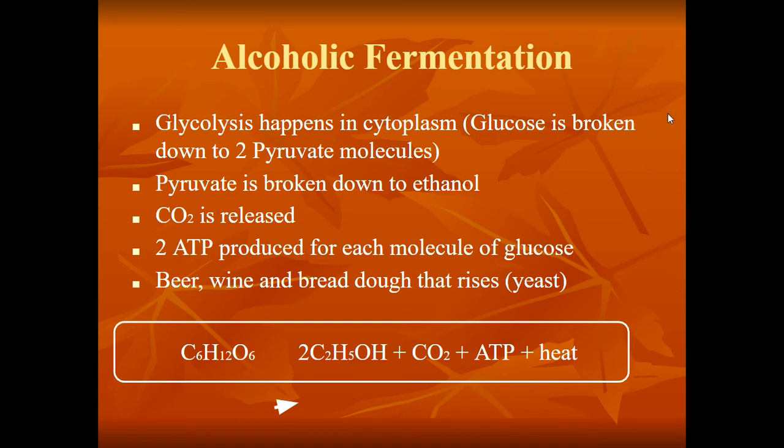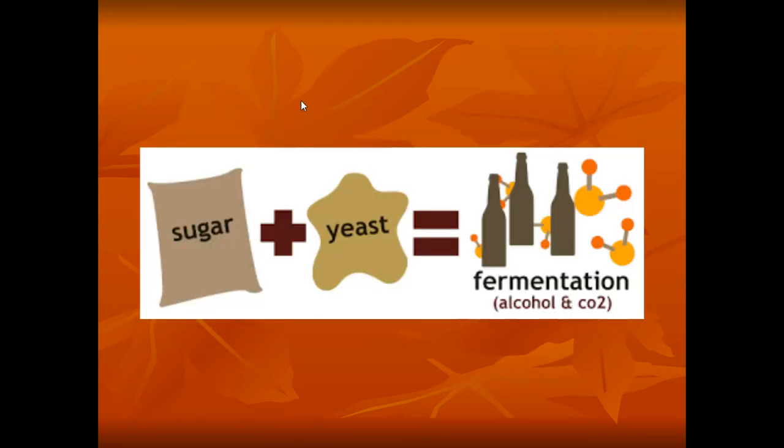So that's alcoholic fermentation. Again, we only get 2 ATP out of this because it's only going through stage 1 glycolysis. Okay. So, in other words, sugar plus a yeast or other bacteria that goes through alcoholic fermentation, and you get that fermentation process where you get your alcohol and your CO2 out of it.